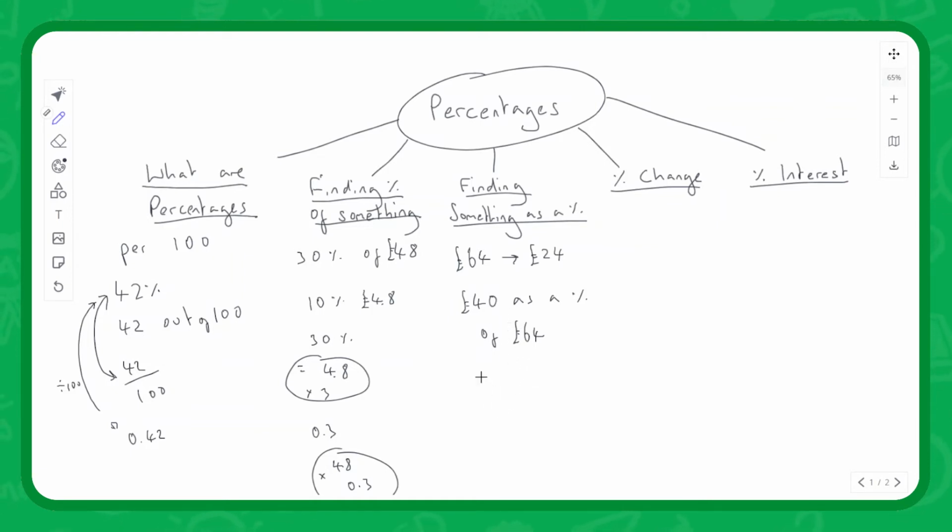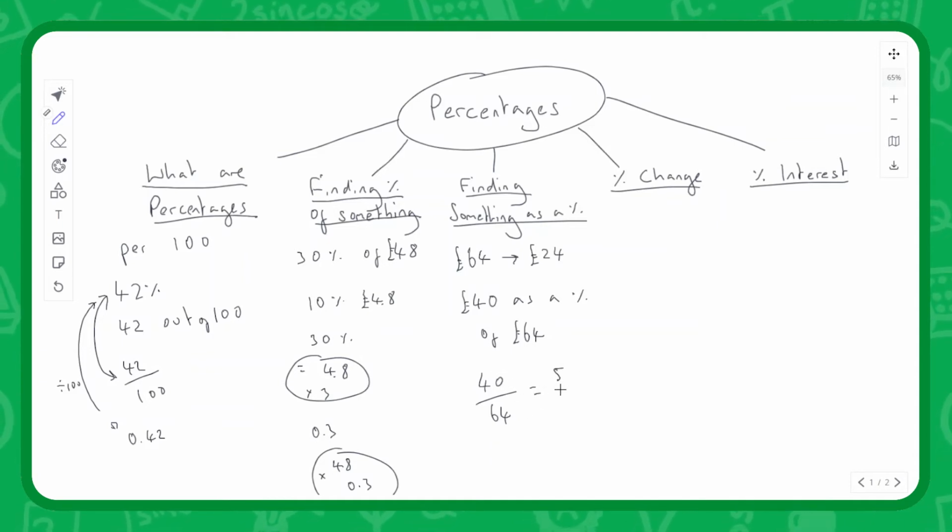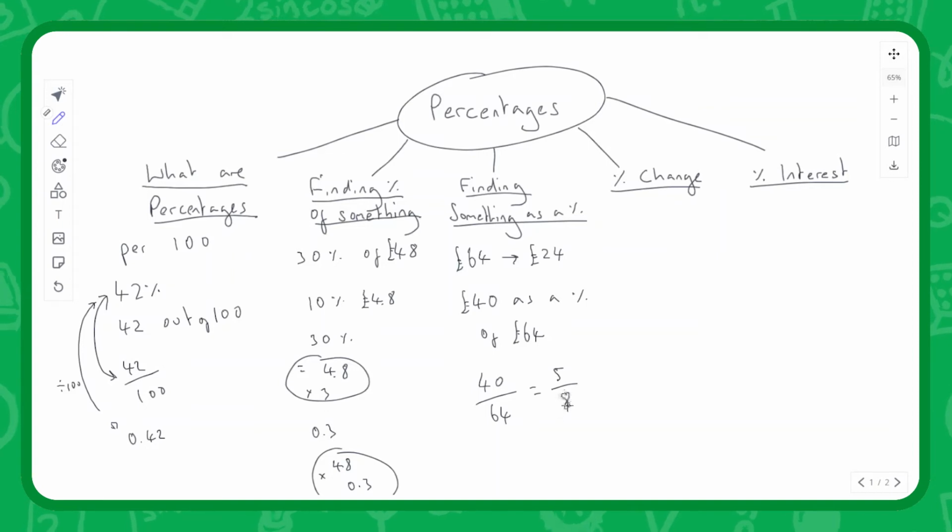Well, in this case, we're just doing 40 relative to 64, right? It's 40 out of a total of 64. We're literally just doing 40 over 64. Well, this is just a fraction. We know how to deal with fractions. We can simplify them down. If you know times tables, we've got a common factor of 8 in the top and the bottom. We can divide them both by 8, and we get 5 over 8.